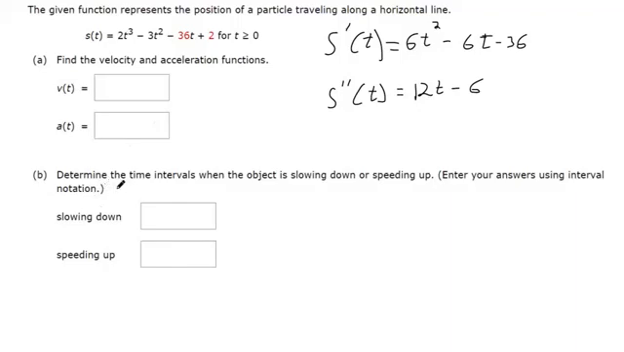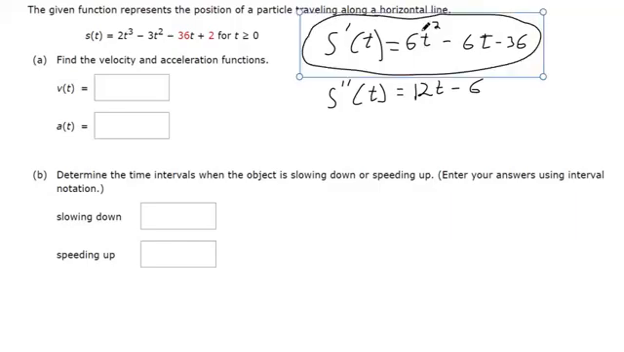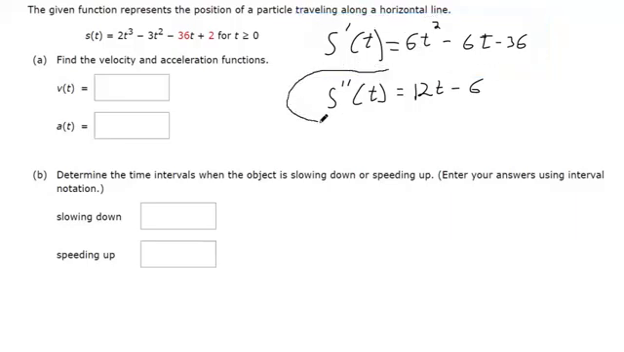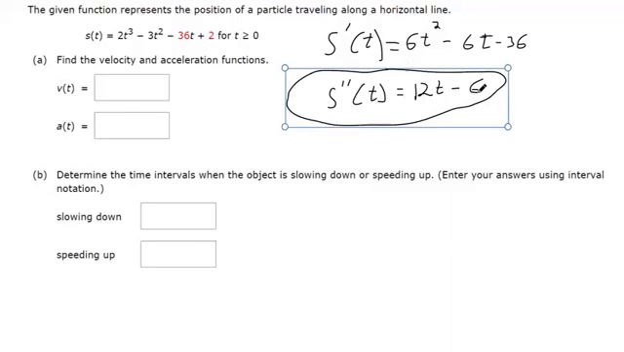And the next part is to determine the time intervals when the object is slowing down or speeding up. So just remember what these tell us. This tells us velocity. If we get a positive number in here, then we're going forward on the horizontal line. If we get a negative number, then we're backing up. It's like a car goes forward, or a car is in reverse. And then this tells us how fast our velocity is changing. So it's acceleration.